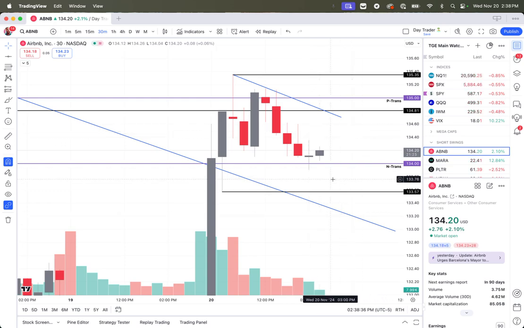So that's how I view P trans, and that's how I identify chop zone areas, and I try to avoid them as much as I possibly can.